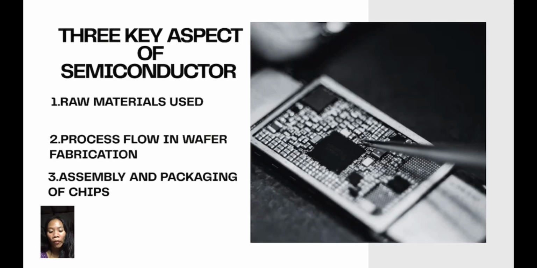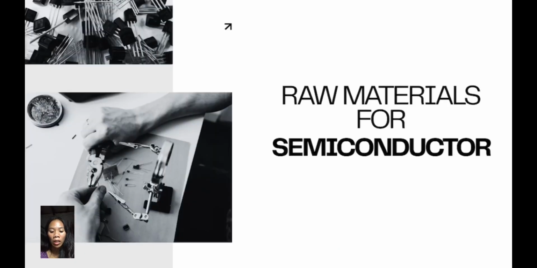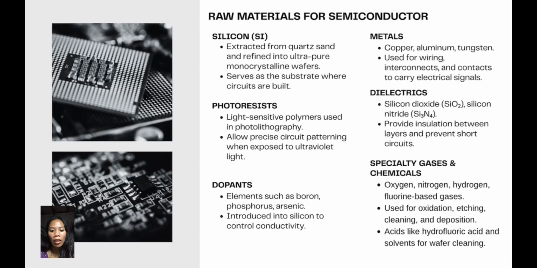Let us first begin with raw material. The most important raw material is silicon. Silicon is extracted from quartz sands and refined into an ultra-pure monocrystalline wafer. It serves as a substrate where circuits are built. Next is photoresist. Light-sensitive polymers used in photolithography allow precise circuit patterning when exposed to ultraviolet light.